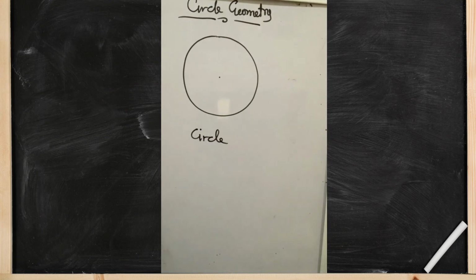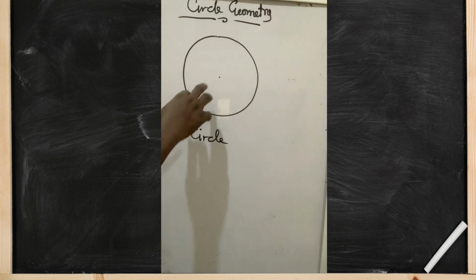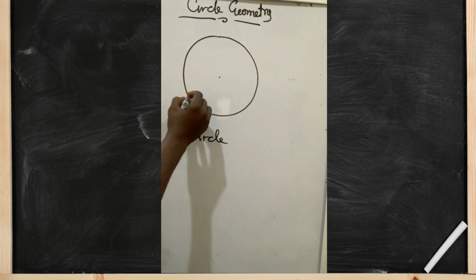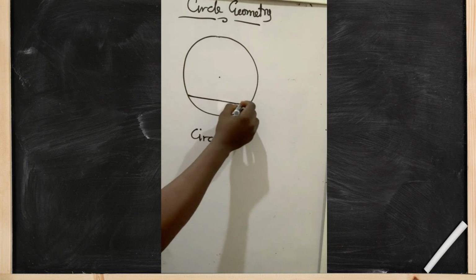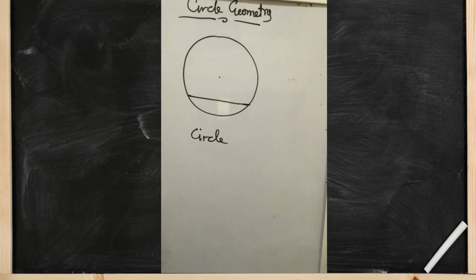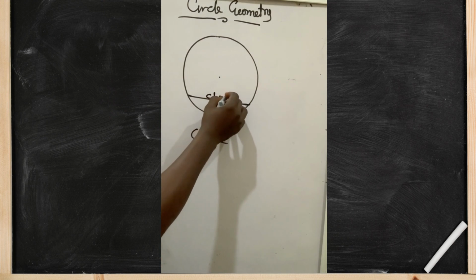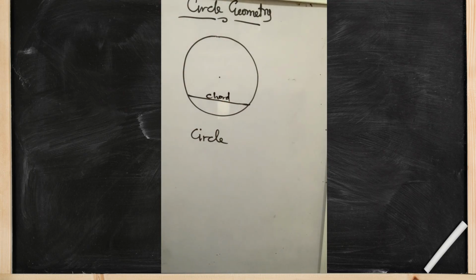Now, this circle, the point that we have at this center is the center of the circle. After the center of the circle, the first thing I want us to note is that when we have a line that divides this circle into unequal parts, then this line is called a chord. A chord. This line is called a chord.